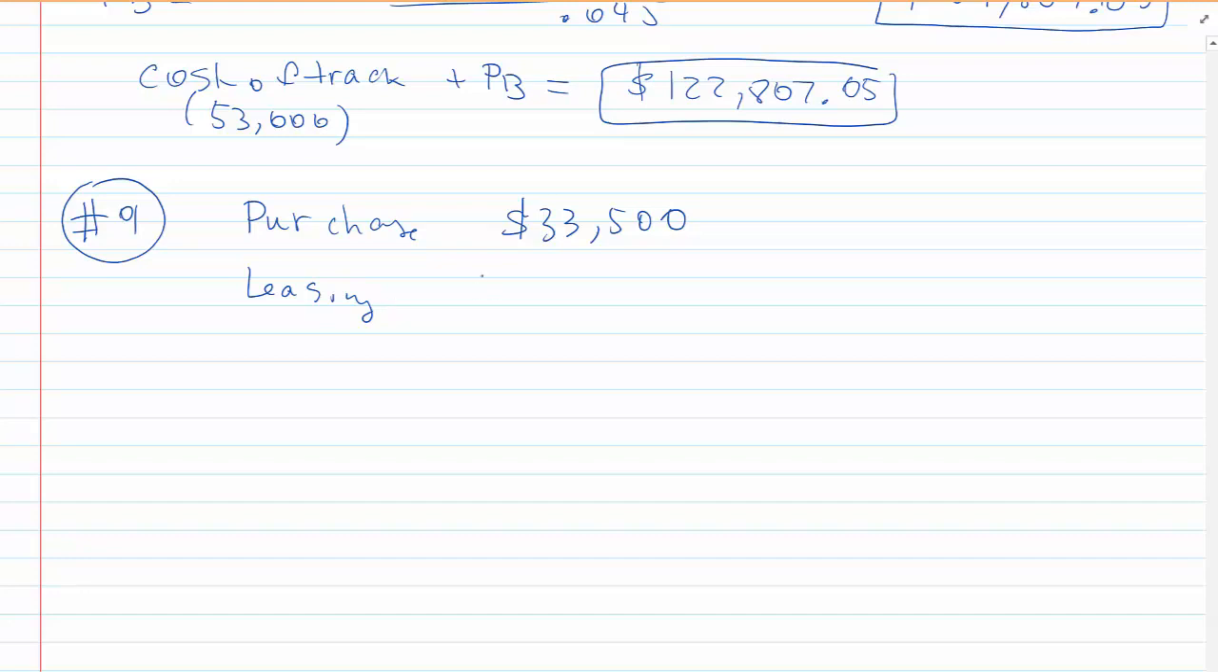You have a couple of things. You have a down payment of $5,600, then $515 per month, and then you have an option to purchase after 4 years at $9,600.